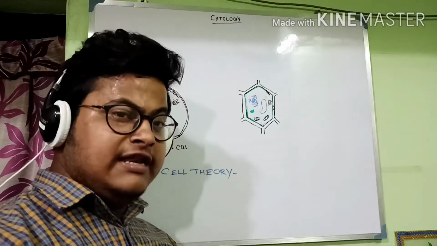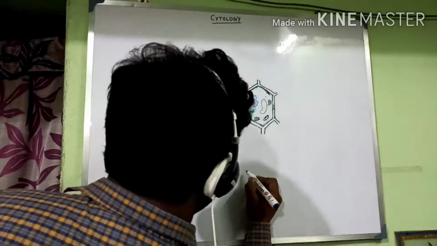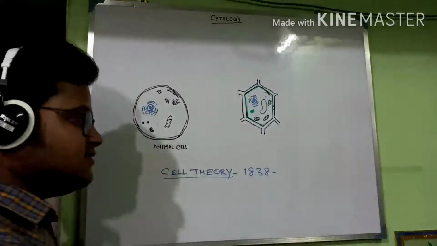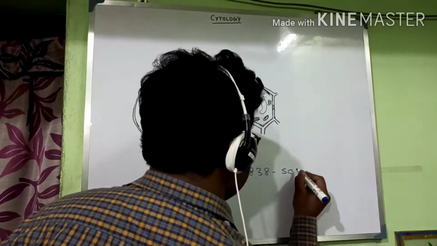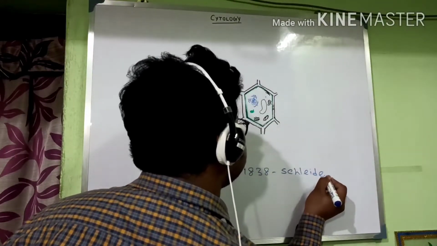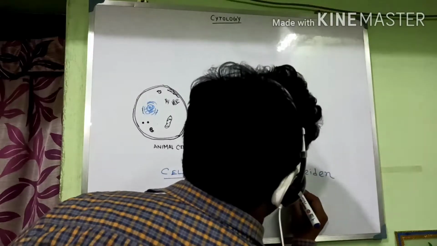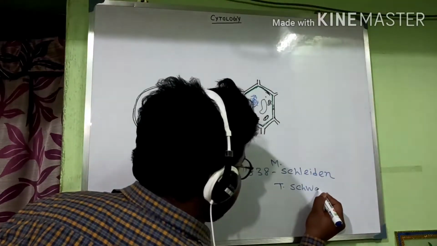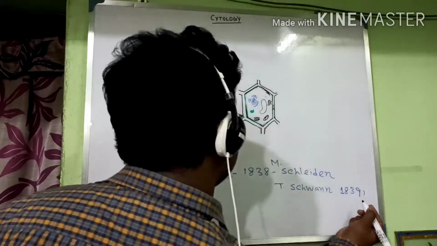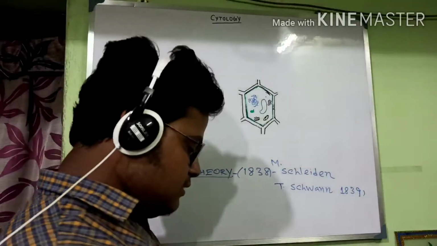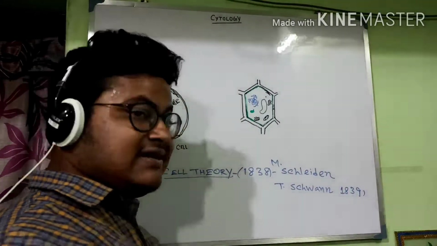After the discovery of the living cell in 1667, the cell theory was proposed in 1838 by two scientists named Matthias Schleiden and Theodor Schwann. 1839 also. They proposed the cell theory. Okay, so what was written in the cell theory?